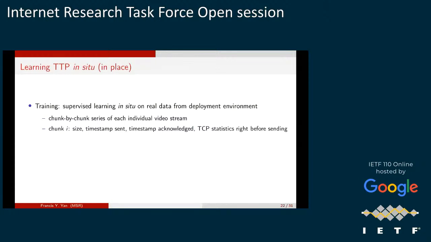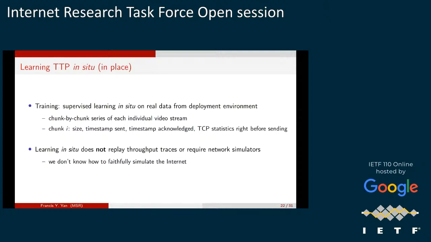We use standard supervised learning to train TTP to minimize the difference between its predictions and the actual transmission times of chunks. Note that learning in situ does not require any network simulators or replay any recorded throughput traces. Because if an algorithm is learned in simulation and evaluated in the real world, the gap between simulation and reality may cause generalization issues, which we'd like to avoid.